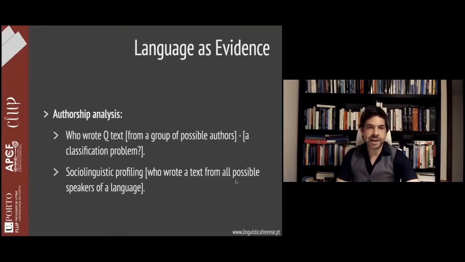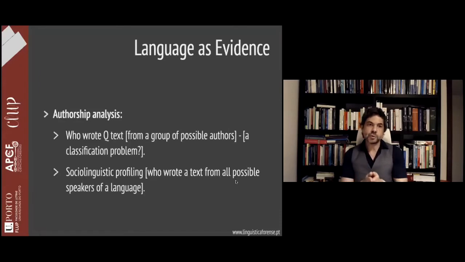Talking about language as evidence, when we do some authorship analysis work, we try to find out who wrote a questioned text from a group of possible authors. This is what computational linguists usually call a classification problem. So we don't usually try to identify the suspect from an infinite pool of possible authors. It's just a small number, usually up to 4 or 5 at most, because otherwise it's impossible to compare.